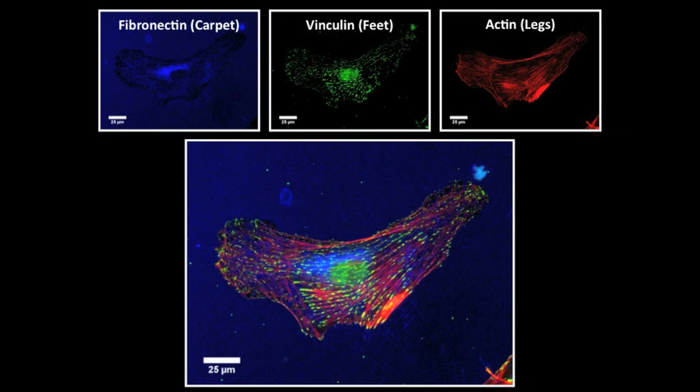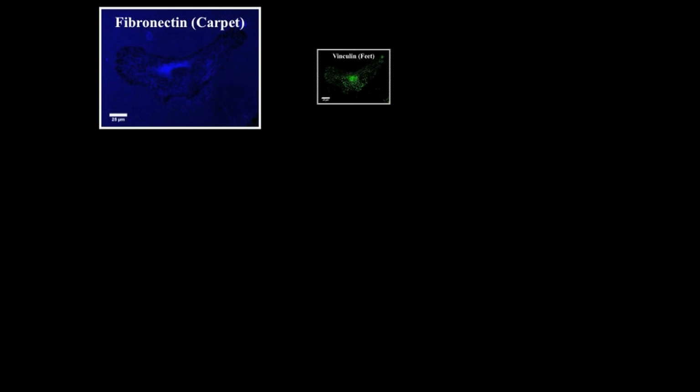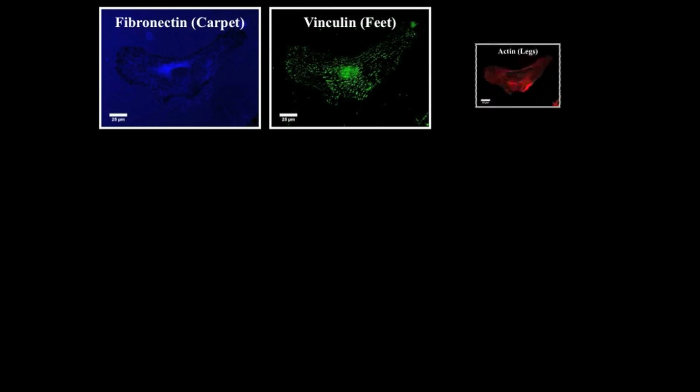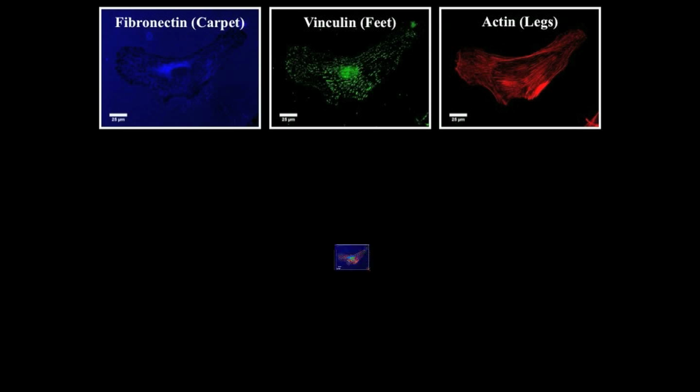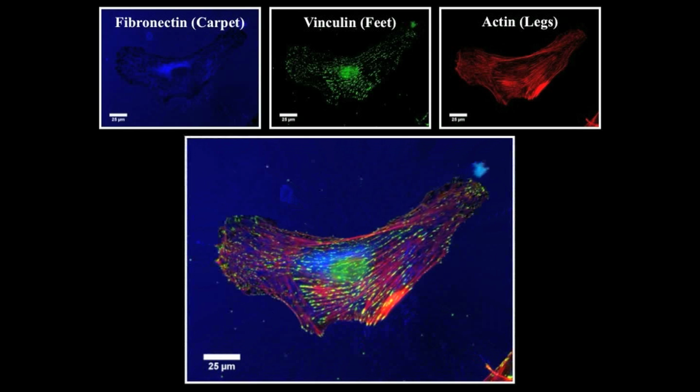Shown here is what I like to call, I'll say the ECM is a carpet. Here in blue is fibronectin. Here shown in green are the cellular feet. And when I was talking about the bones, this is the actin cytoskeleton. If you overlay all 3, you can see that the actin ties into the feet that attach to the carpet.